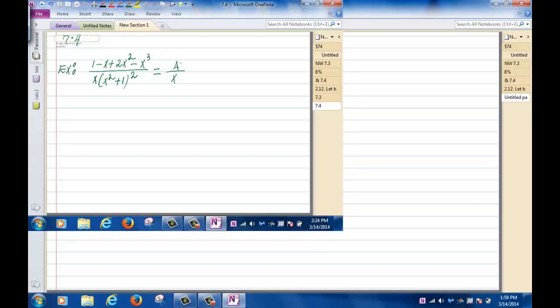A over x, okay. How many terms will be contributed by x squared plus 1 squared? Two of them, because the exponent is 2. So you get a contribution with denominator x squared plus 1. You get another contribution with denominator x squared plus 1 squared. What's the numerator on x squared plus 1? Bx plus c, very good. And what's the other one here? Dx plus e.